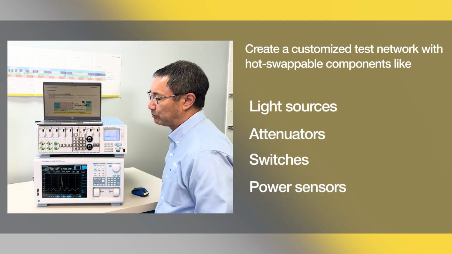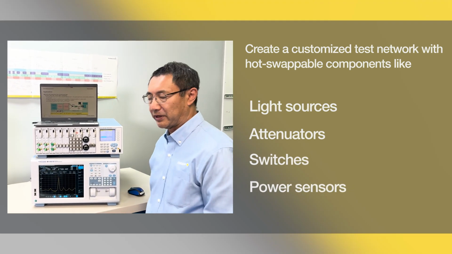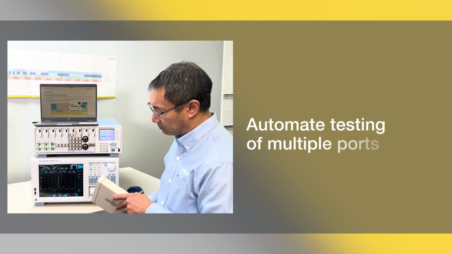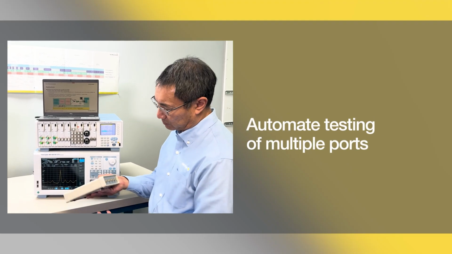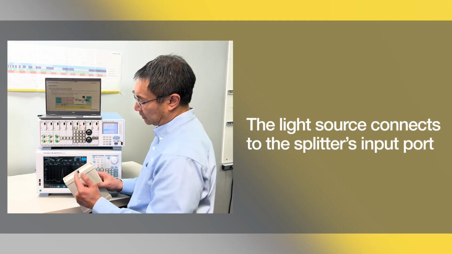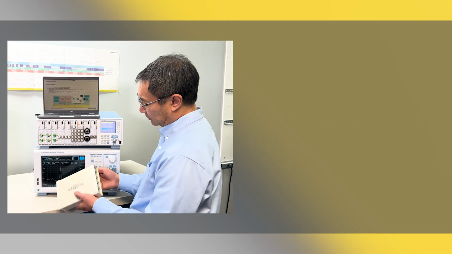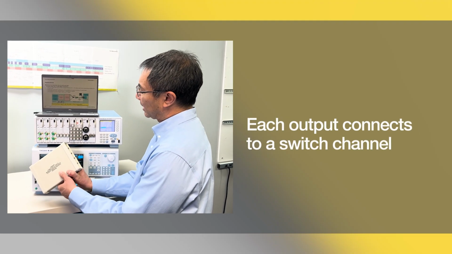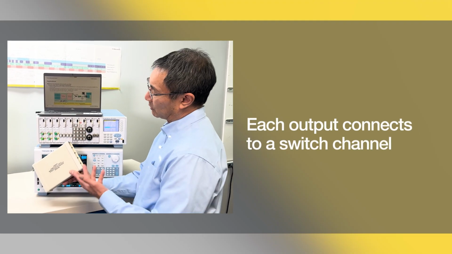A quick example of how this could be used to automate your test network is, for example, you may have a 1x4 device. This is a 1x4 splitter, passive device. You would connect your light source to the input port of the splitter, and then you would connect each one of these 4 outputs to 4 channels of this switch. This is a 1x8 switch.